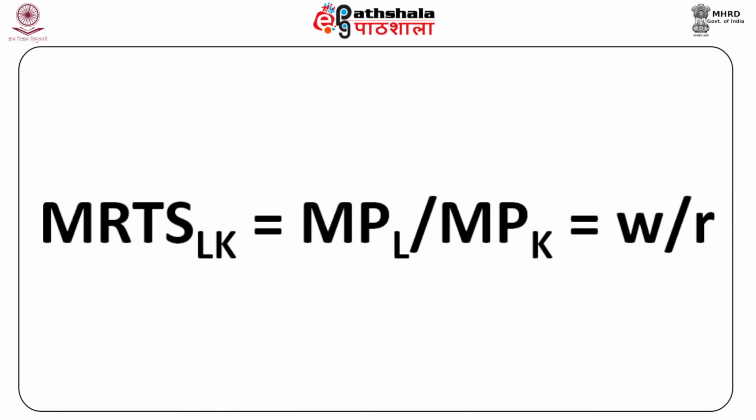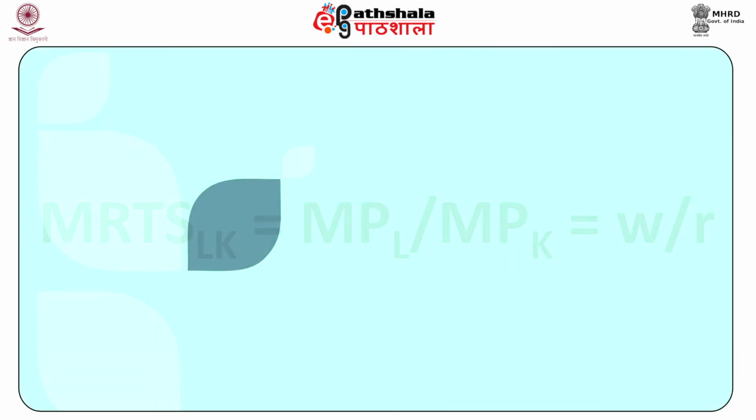At every point along the expansion path, MRTS of labor and capital is equal to MPL by MPK is equal to W by R. Therefore, the expansion path is the locus of the points along which MRTS is constant and is equal to the input price ratio. It is a curve along which the firm will expand when input prices are constant.